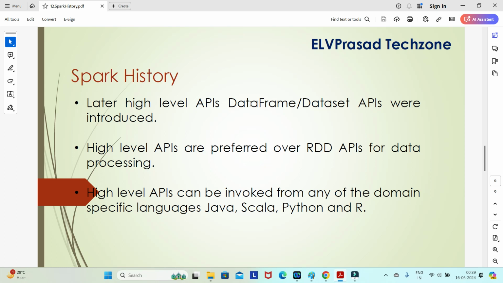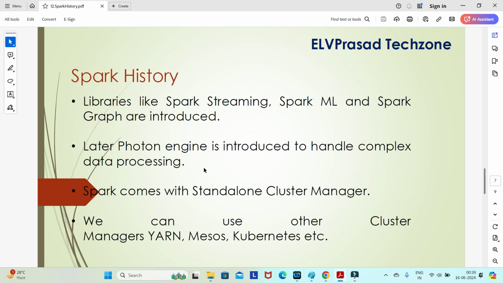Later, high-level APIs like the DataFrame and Dataset APIs were introduced. These high-level APIs are preferred over RDD APIs for data processing because they can be invoked from any of the domain-specific languages, Python, Scala, and Java. And other libraries like Spark Streaming, MLlib, and GraphX were introduced.